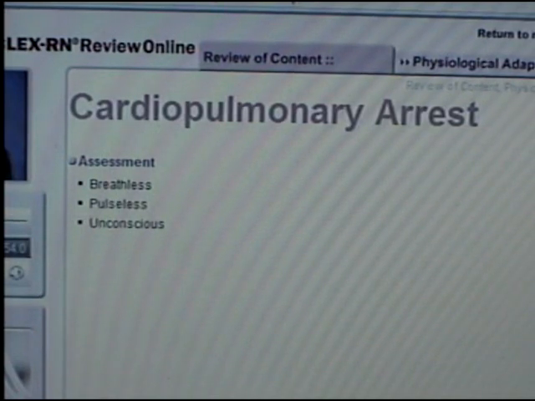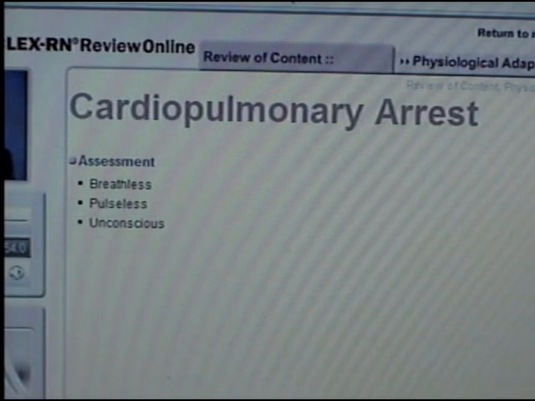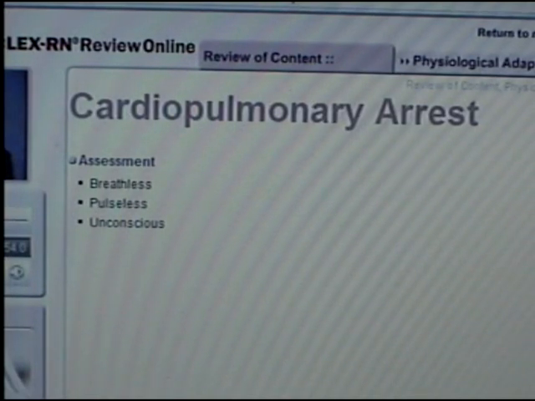And you will also know that your patient is in cardiopulmonary arrest if, in addition to being breathless and pulseless, they are unconscious. Now, if you do not establish ventilation within a 4 to 6 minute period, your patient will experience cerebral anoxia and along with that brain damage. So it's imperative to start CPR as soon as you determine the fact that they are pulseless, breathless, and unconscious.